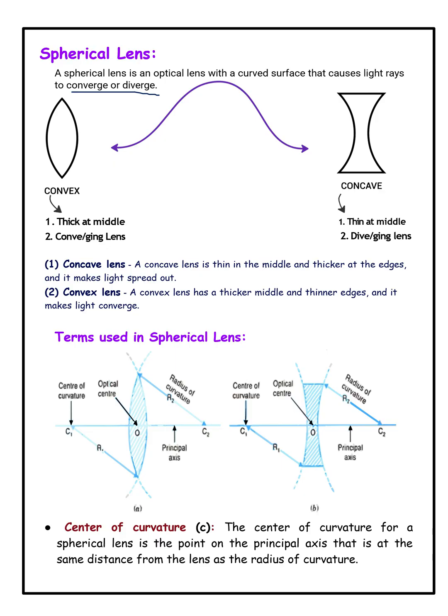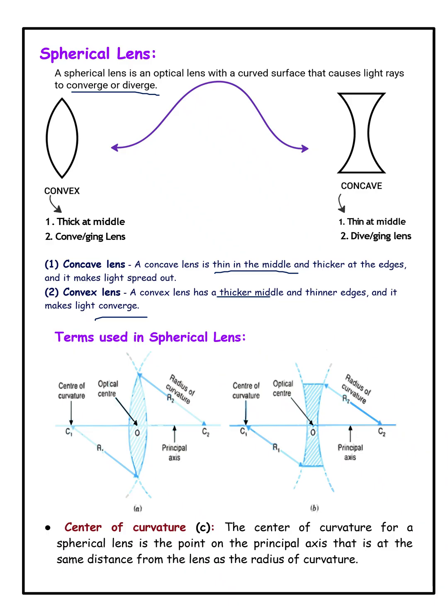Now for convex, if you see, how does it look? It is thick at the middle and it is a converging lens, and concave is thin at the middle and it is diverging. So a concave lens is thin in the middle, and a convex lens has a thicker middle and thinner edges. So it makes the light converge.